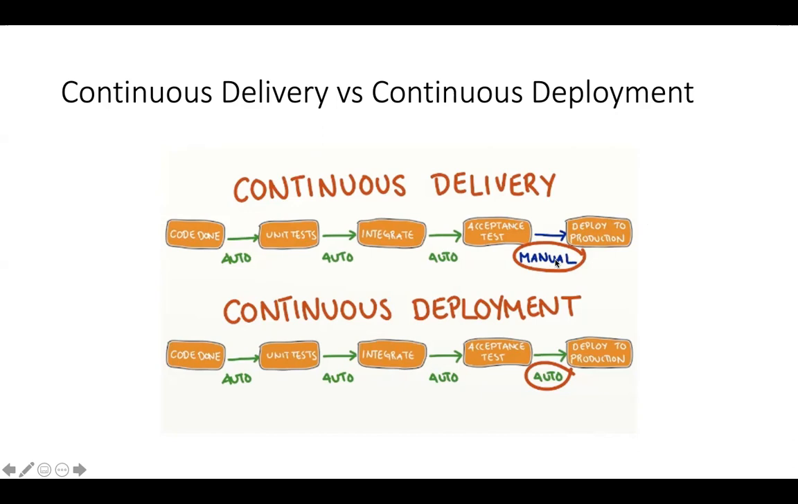So in most cases, companies always prefer to do it manually from the last stage to deploy it to production. They don't just want to push everything, but this is what continuous deployment is all about: taking it all the way from when the code is complete, doing all the build, test, everything, and deploying automatically to production. Again, this is a bit dangerous unless you are very confident in your system. So just get to know the difference between continuous delivery and continuous deployment.